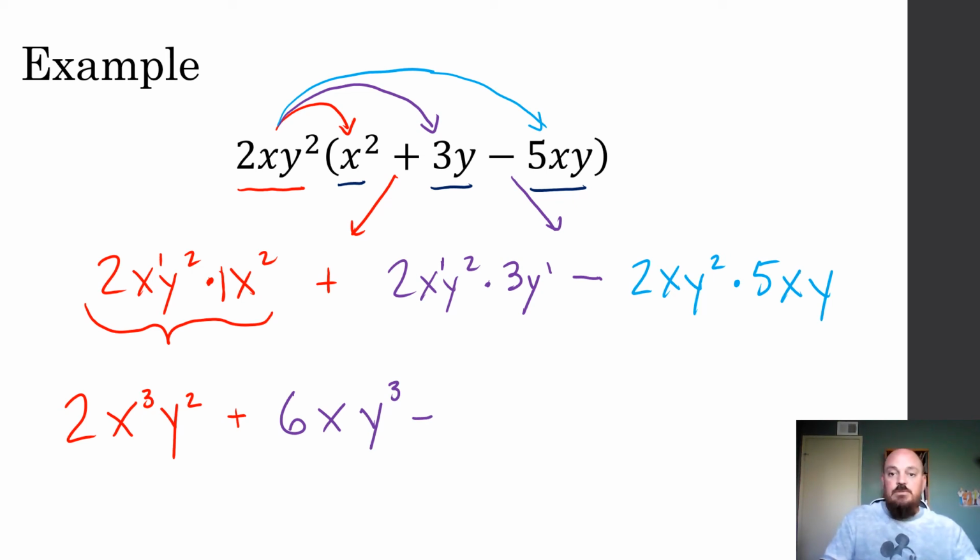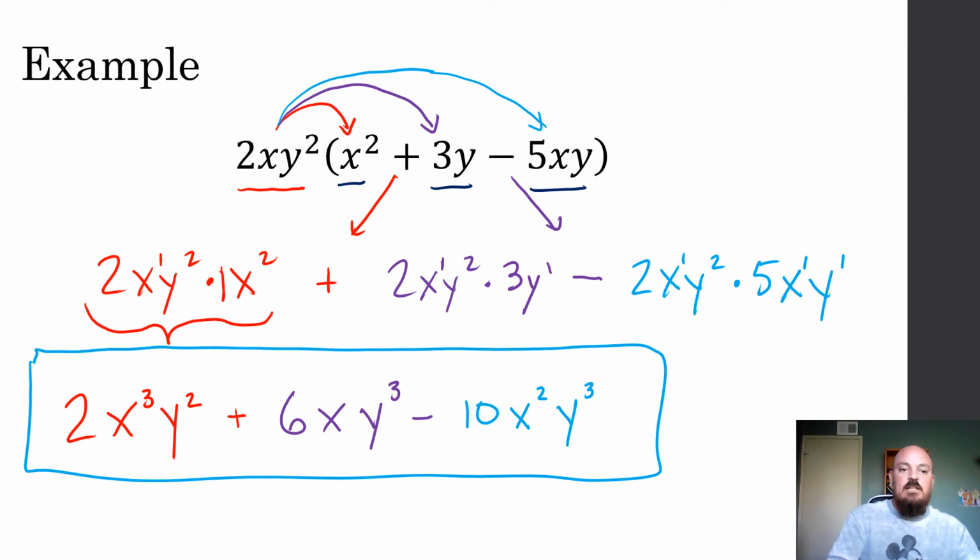We'll do the light blues. So 2 times 5 is 10. I have 3 hidden 1s actually. X to the first, y to the first. So let's not forget any of those. X to the first times x to the first gives me x squared. 1 plus 1 is 2. And then for the y's, we have y squared times y to the first. 2 plus 1 is 3. And that right there is my final answer.